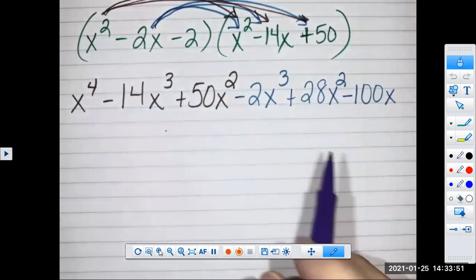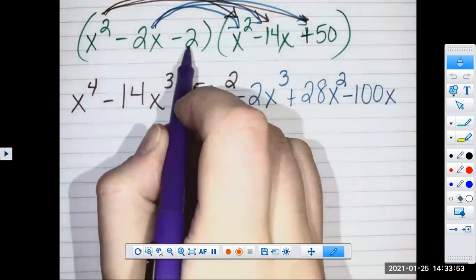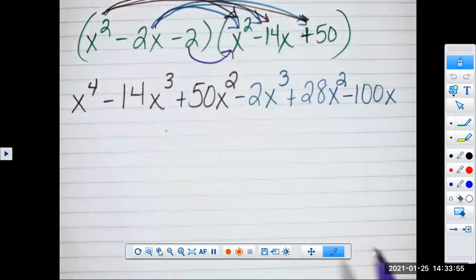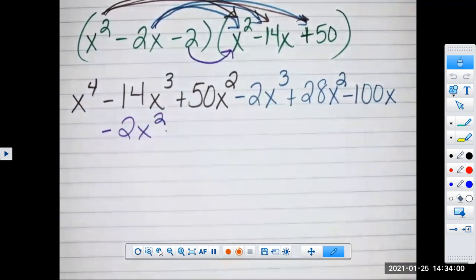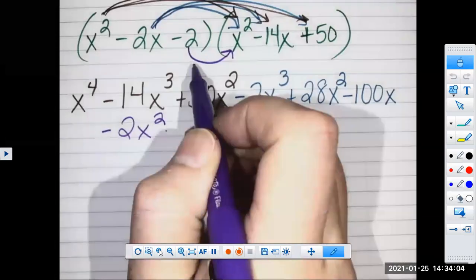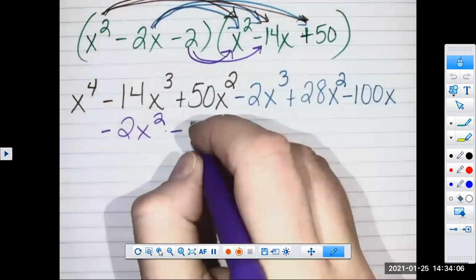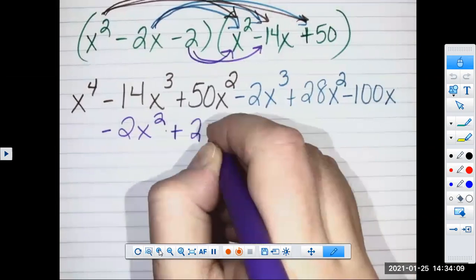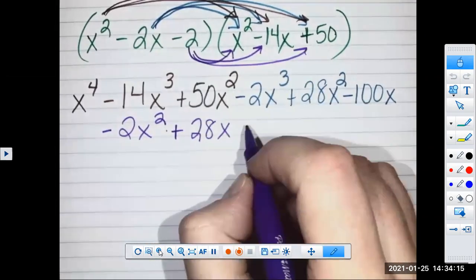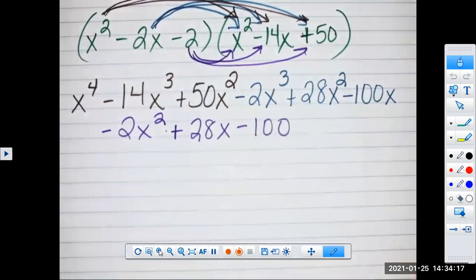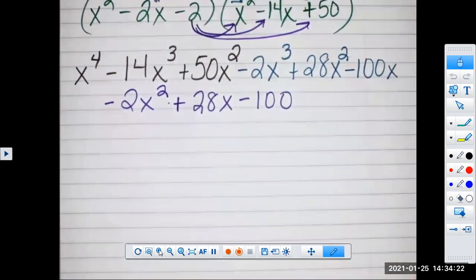I'm going to have to bring this down to the next line because we still have to distribute negative 2. So minus 2x squared. Negative 2 times negative 14x, positive 28x. Negative 2 times positive 50 is negative 100. And all we have to do now is combine any like terms.